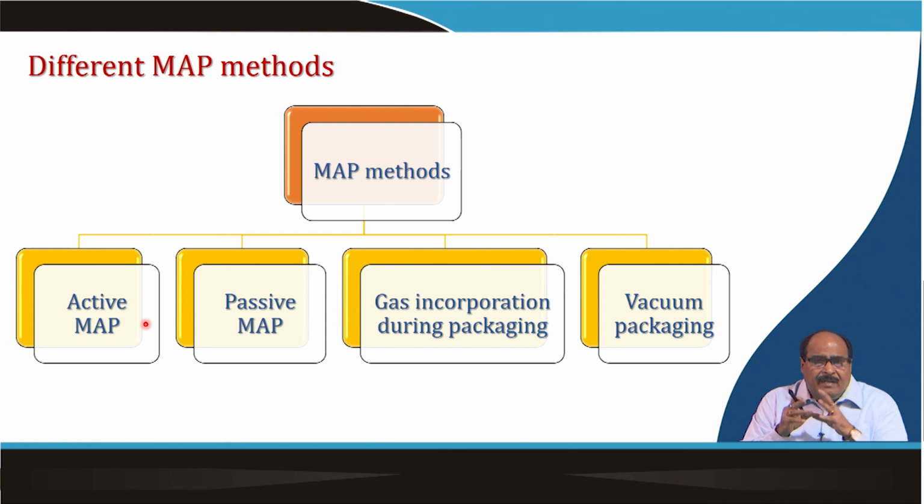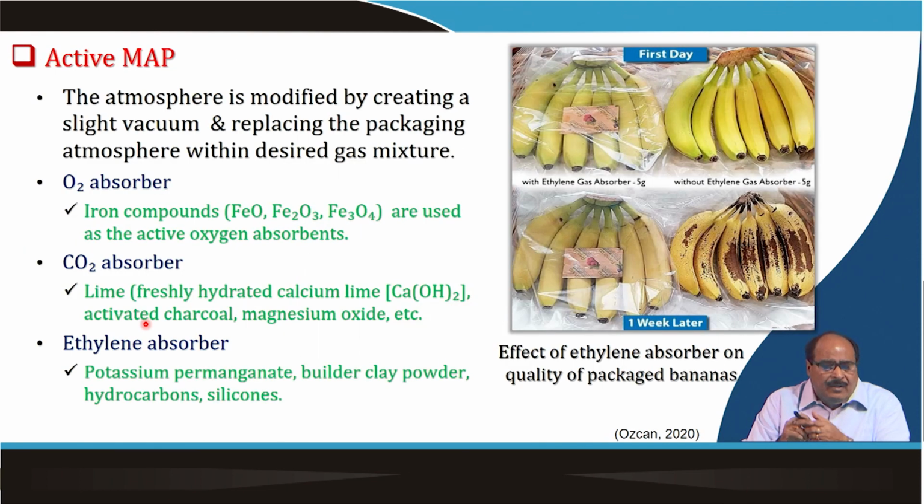Different methods or technologies for modified atmosphere packaging are active modified atmosphere packaging, passive modified atmosphere packaging, gas incorporation during packaging, or vacuum packaging. In fact, vacuum packaging is also a type of modified atmosphere packaging where oxygen is completely removed, or sometimes nitrogen flushing is used, which is gas incorporation during packaging.